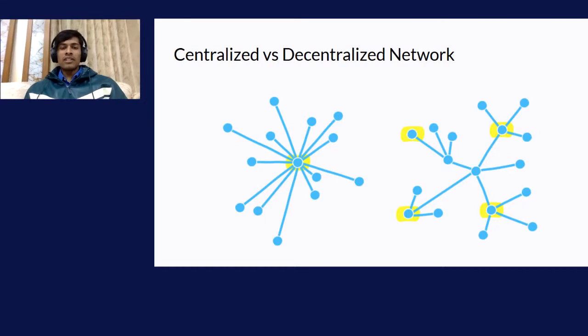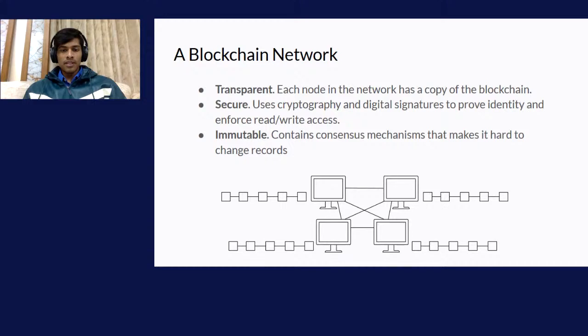So, centralized versus decentralized networks. I drew the distinction just now. The centralized network is like one data source that everyone is interacting with. In a decentralized network, there is no single data source. A perfect example of a decentralized network is a blockchain network.